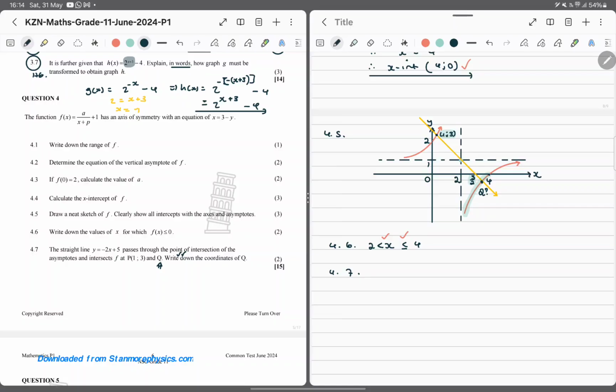How do we do so? Well, what do you guys think? What do you guys think? What is this graph? This is an axis of symmetry.